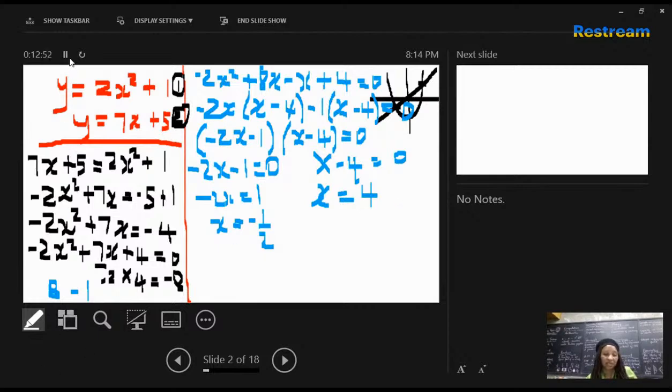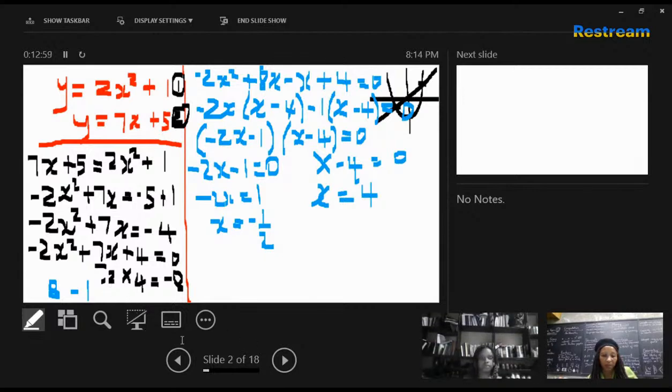So remember, we need to solve for y. We need to find the corresponding y values. We're going to use the simpler equation, since we started with the second equation. So we're going to plug in the x values.